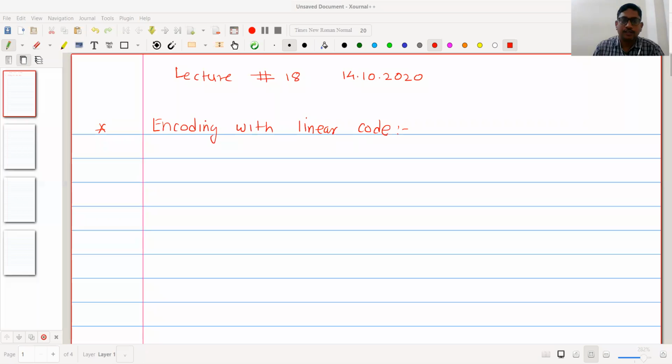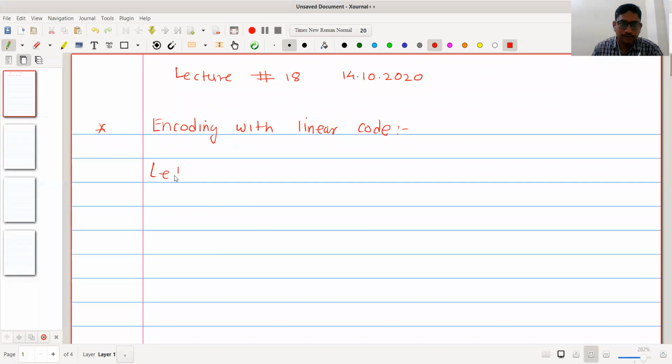Hello everyone. Here we will discuss the encoding with linear code. We have seen in the last class how two codes are equivalent. What do you mean by that equivalence of linear codes? Now we'll have the article on encoding with linear code. This will be lecture number 18.